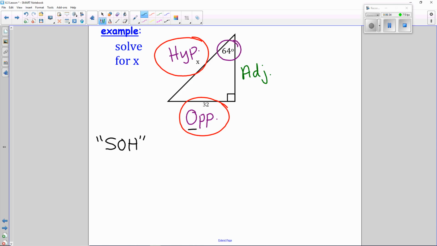uses O and H. It's basically the same setup. So we're going to take the sine and we're going to abbreviate that SIN. 64 degrees equals the opposite side over the hypotenuse.